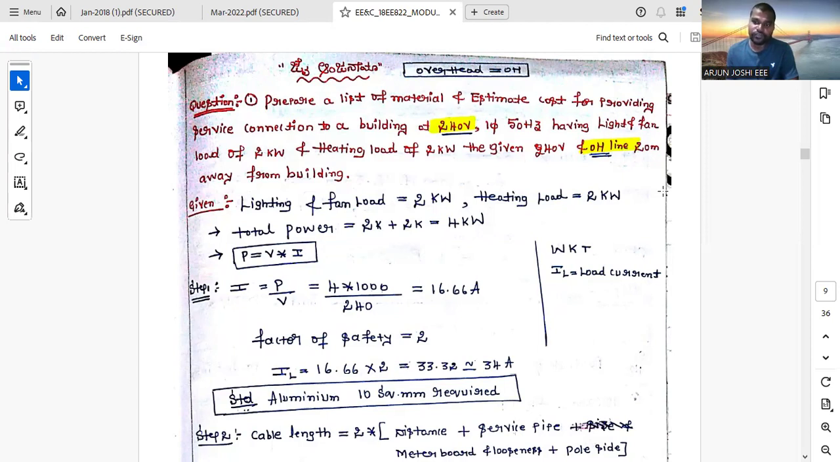We know the basic formula for single phase power, P is equal to V into I. Here power is equal to 4 kilowatt and voltage is equal to 240 volts. We can calculate easily. I is equal to P by V, that is 4 into 1000, or 4 into 10 to the power of 3, divided by 240, that is 16.66 ampere. Here we need to take factor of safety is equal to 2. What do you mean by this factor of safety? Factor of safety means in future we can extend the load.